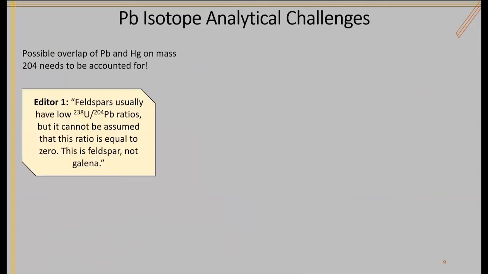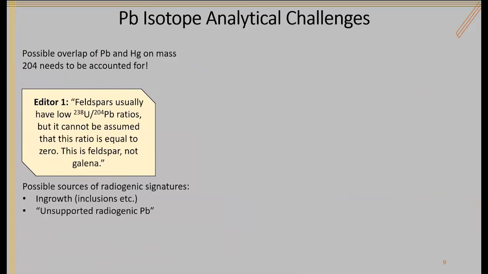Editor 1 says, feldspars usually have low uranium-lead ratios, but it cannot be assumed that this ratio is equal to 0. This is feldspar, not galena. There's indeed an issue with ingrowth, and also there's this concept of unsupported radiogenic lead, which is a bit cryptic because there's no real evidence for that.